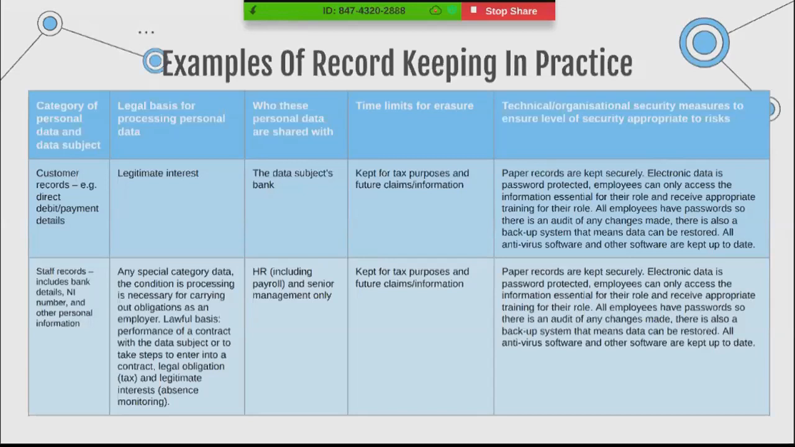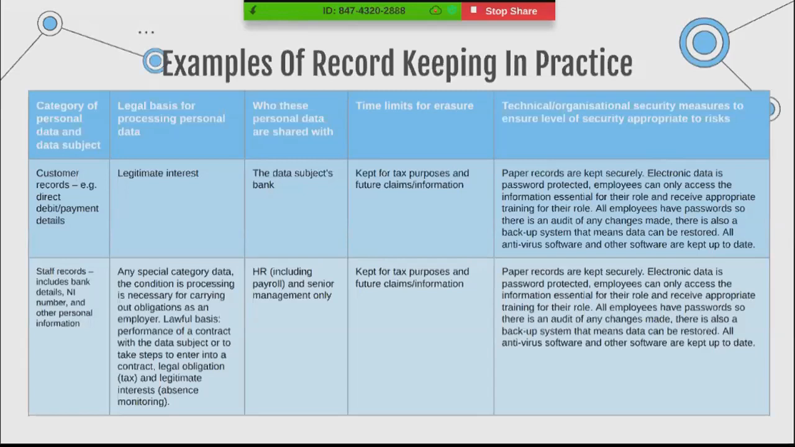Now, staff records, so this can include bank details, national insurance numbers, and other personal information. This may be relating to sickness, it may be relating to disciplinary and stuff like that. So there's training records, for example. There's a lot of personal information, there's a lot of information kept about individuals in practice. So we need to have a legal basis for processing that data. So in this case, for any special category data, the condition is processing is necessary for carrying out obligations as an employer.